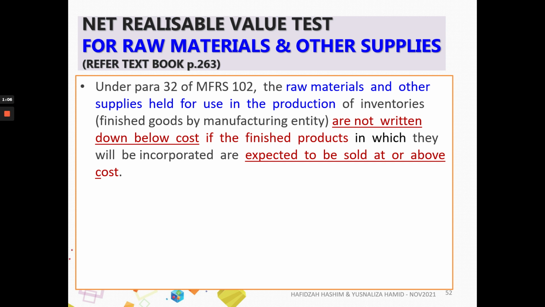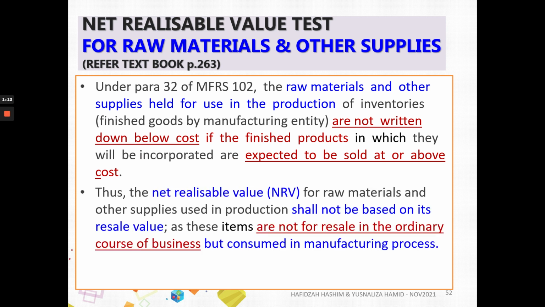So let's say the selling price of the finished product is above the historical cost. Therefore, the net realizable value for the raw materials and other supplies used in production shall not be based on the resale value of the raw materials. This is because they are not held for resale in the ordinary course of business. So the manufacturing business here is not trying to sell the raw materials or the supplies. They're trying to sell the finished product.